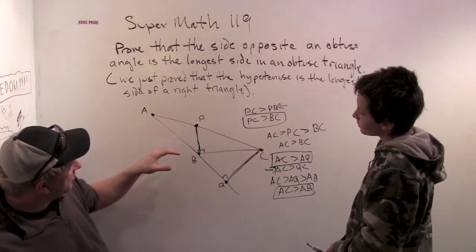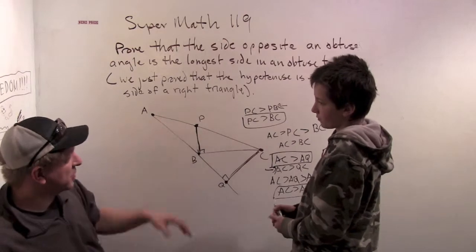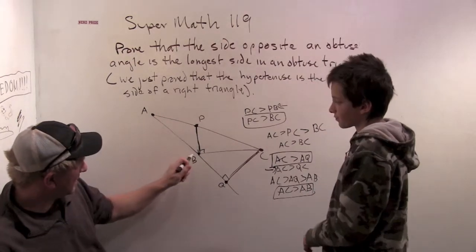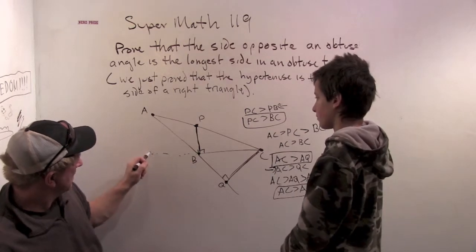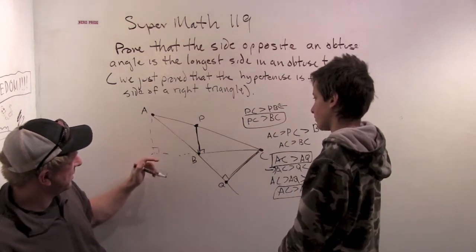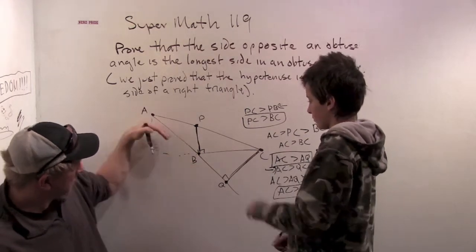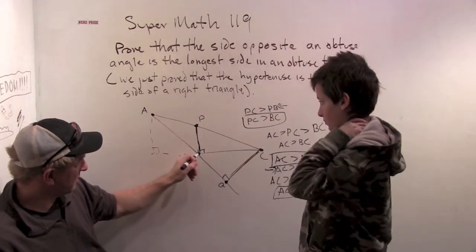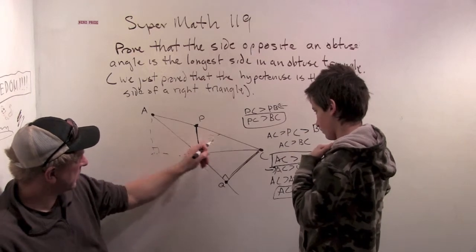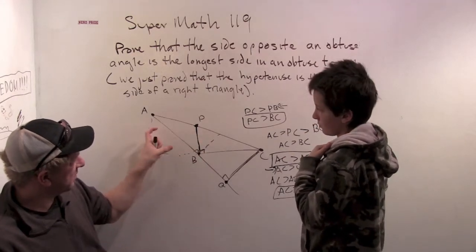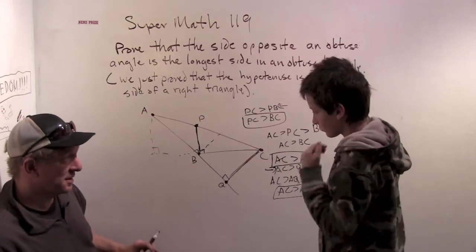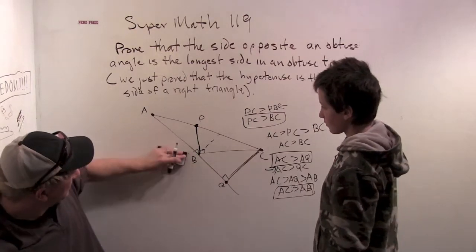So it's interesting, you proved these two different ways, which is actually really cool to me. Because you could have extended BC like this and dropped a perpendicular down and used what you did for AB for BC. And you could have also drawn a 90-degree angle right here and done the same thing for AB that you did for BC. But you did it two different ways, so that's neat actually. I'm glad you did it two different ways.